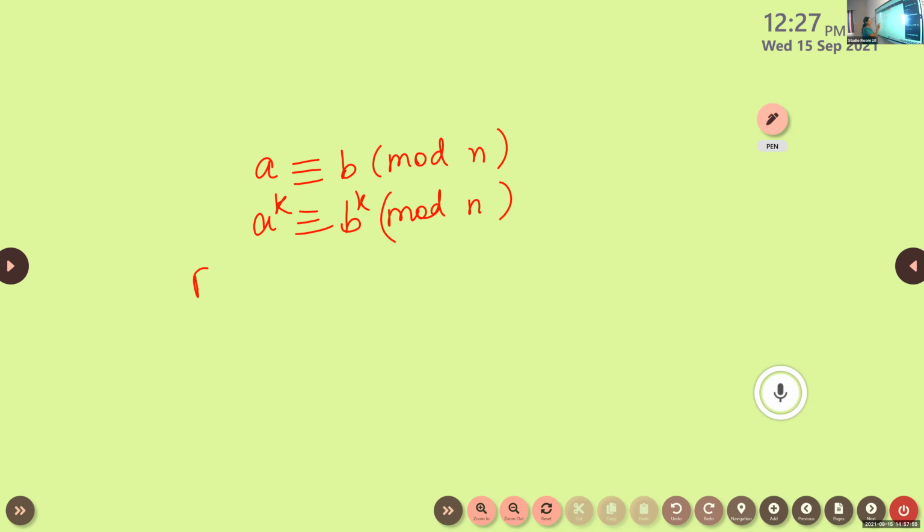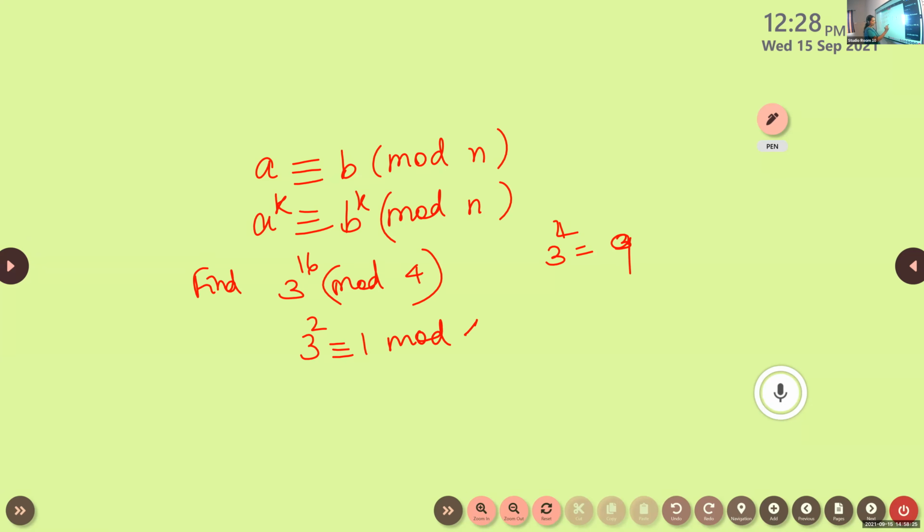Find 3 raised to 16 mod 4. Find 3 raised to 16 mod 4. Okay. If you take 3 raised to 1, it is 3 only, isn't it? You take somewhat a bigger number, 3 square, it will be 9. So you can start with that. 3 square is congruent to 3 square. If you divide it by 4, what is the remainder you will get? Is it 1 mod 4?